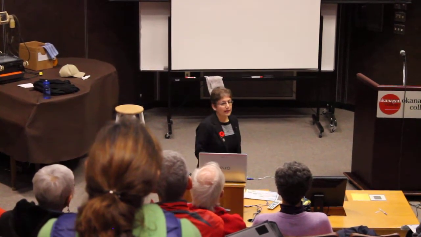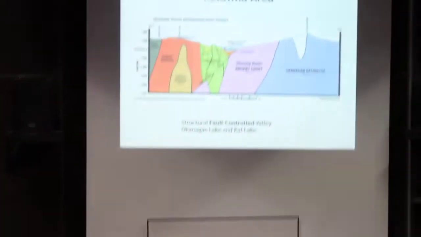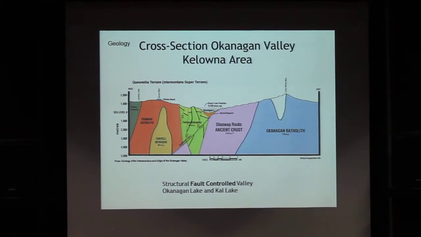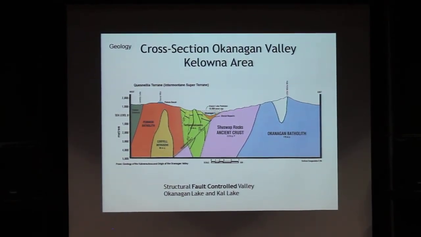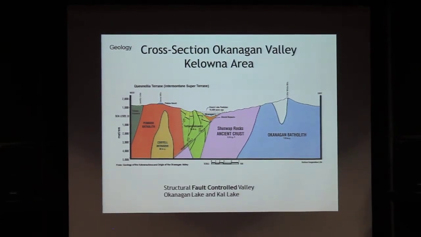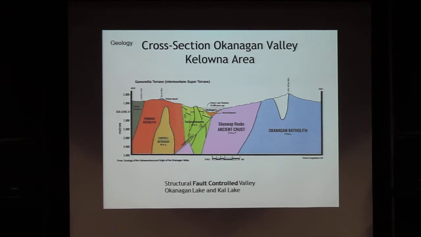And the Okanagan Valley is an elongate northeast-southwest trending valley that's approximately 45 kilometers long and 3 kilometers wide. And that valley is fault controlled. So there's a very deep fault called the Okanagan Fault. And that gives a lot of the characteristics to Okanagan Lake and Kalamata Lake that we see.